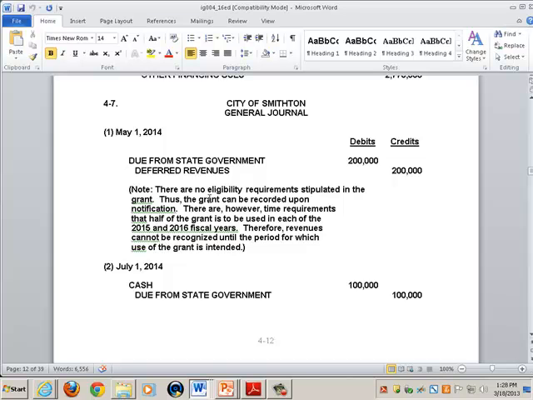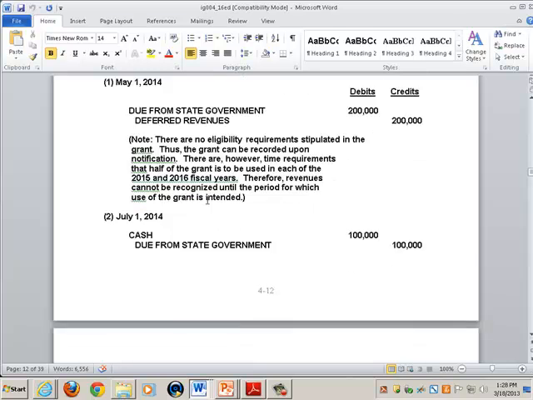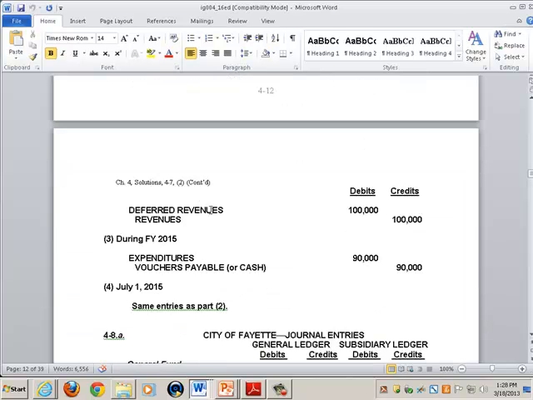So we see that happening May 1, 2014. We see that being received. We get the money from the federal government on July 1, and then we basically book our revenue for the first year, and then on July 1, 2015, the same entry is made again.